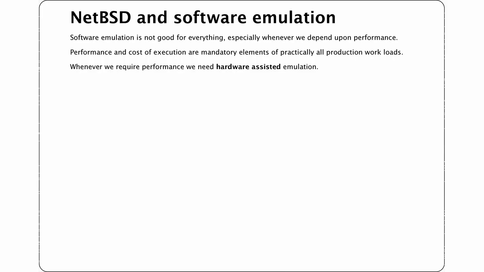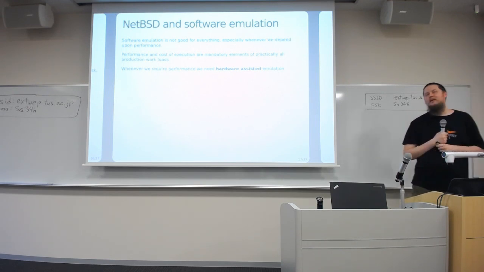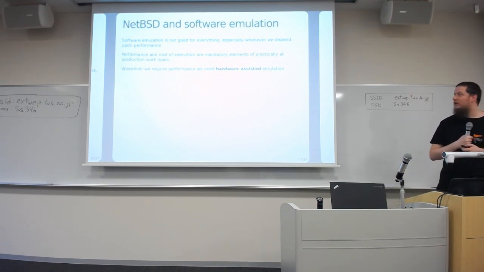So, as mentioned, software emulation is a very good choice for development purposes. However, whenever we need execution speed, we have trouble with software emulation because code performs very badly in this mode. For this purpose, we need hardware assisted emulation in order to get near native speed execution.